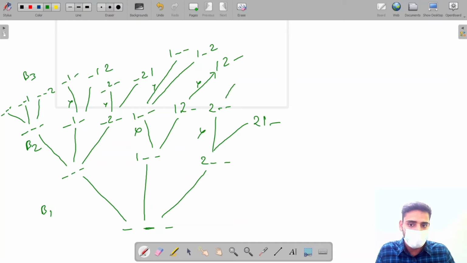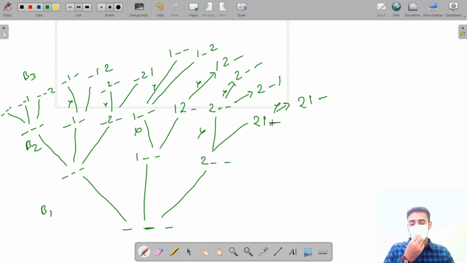Now let's talk about this. It has 2 options. If nothing goes, it will be 2 dash dash. If something goes, it will be 2 dash 1. Did you get that? Right. Now let's talk about this. It will be 2 1 dash because it has no options left.